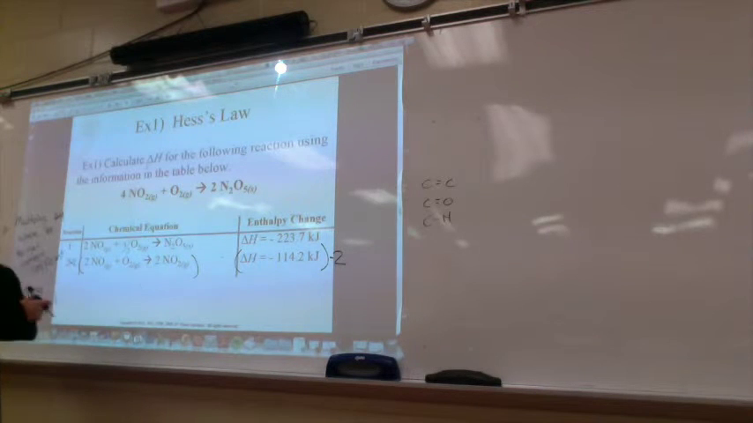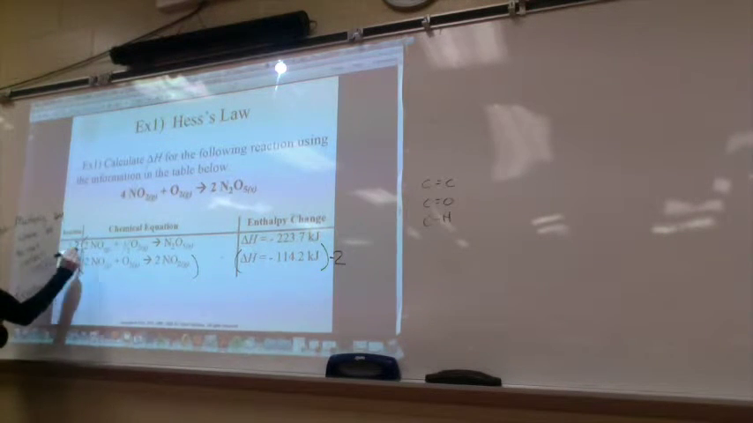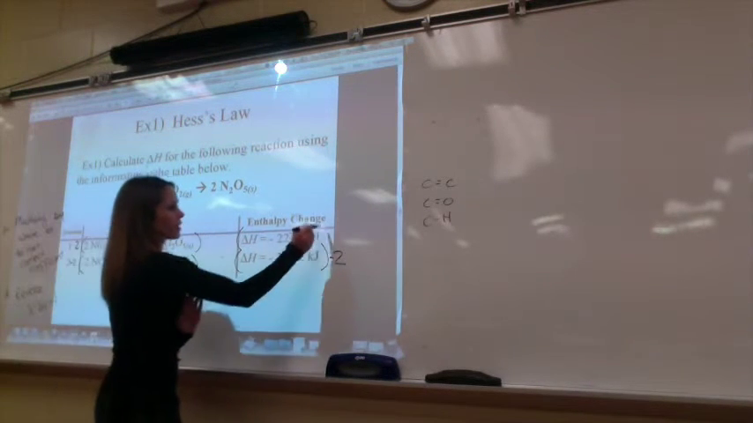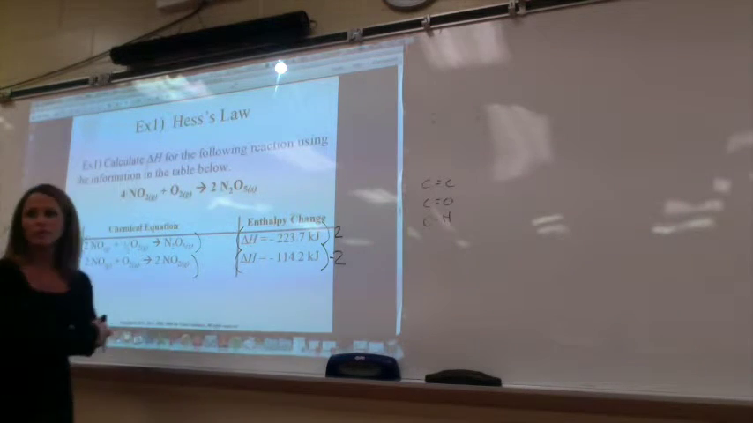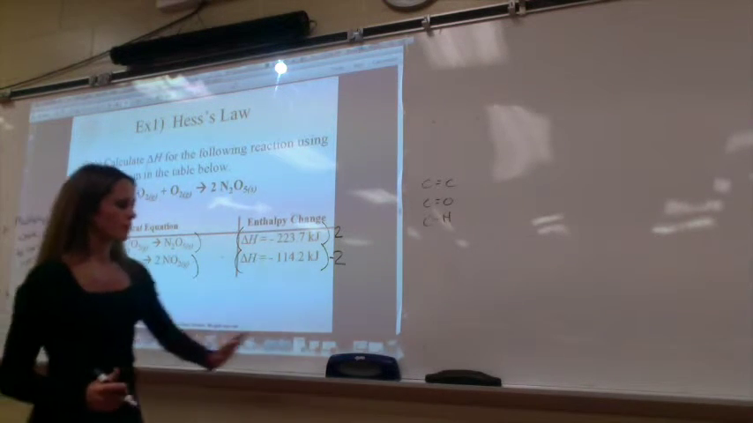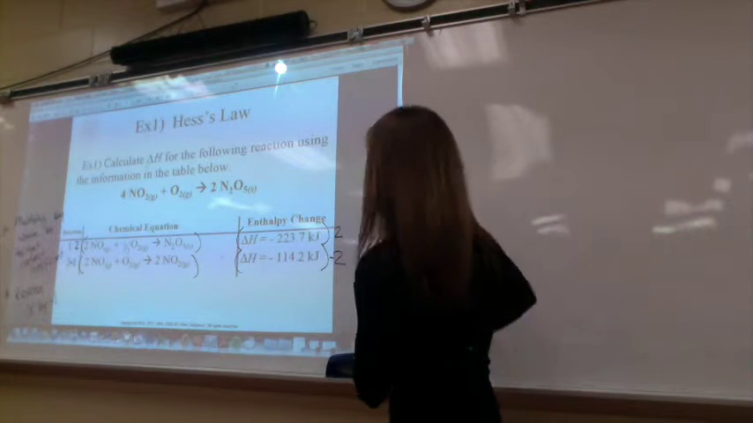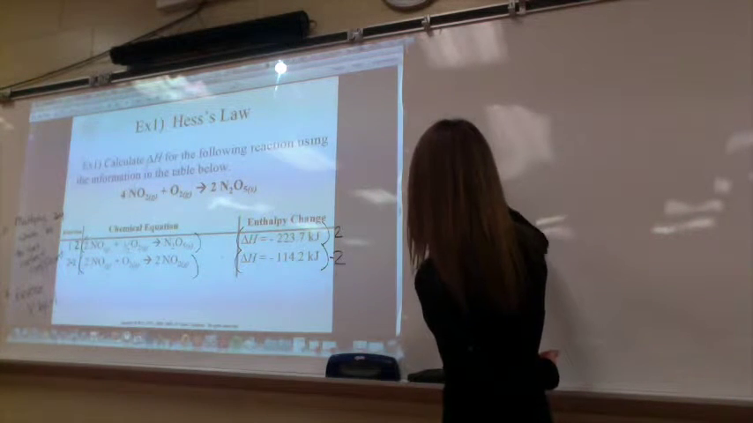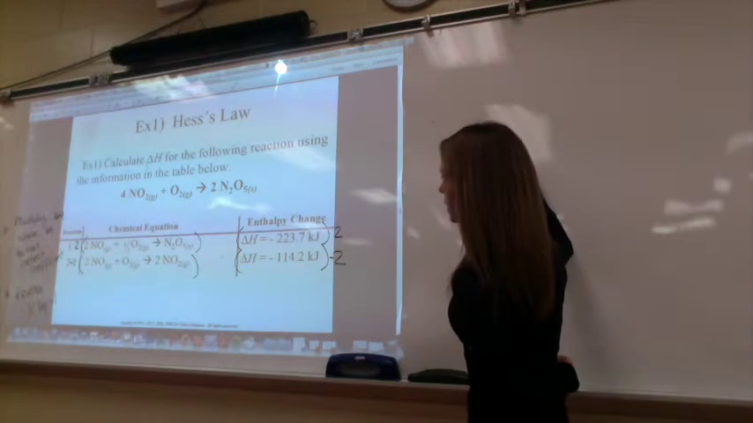I'm going to go to N2O5. I need that to say 2 of them. Right now it says 1, right? So I'm going to multiply this by 2. Whatever I do there, I multiply the delta H by 2. So I'm going to hope that this works out, and I'm going to write my whole reaction out the way that it appears right now.